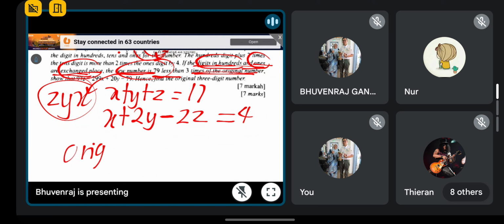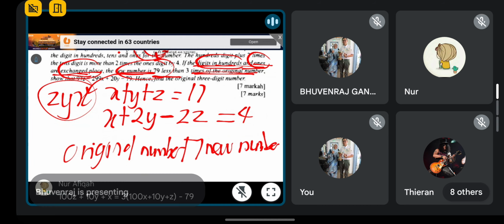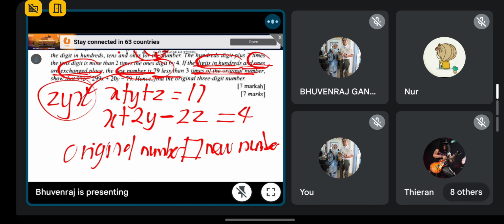Okay, I'm talking about this now, guys. Original number, new number. What is the inequality sign I will put over here? Is the original number higher or lower compared to the new number based on this statement? Yes, very good. It's higher because they say the new number is 79 less. Means definitely it'll be lower. Means the original number is higher.